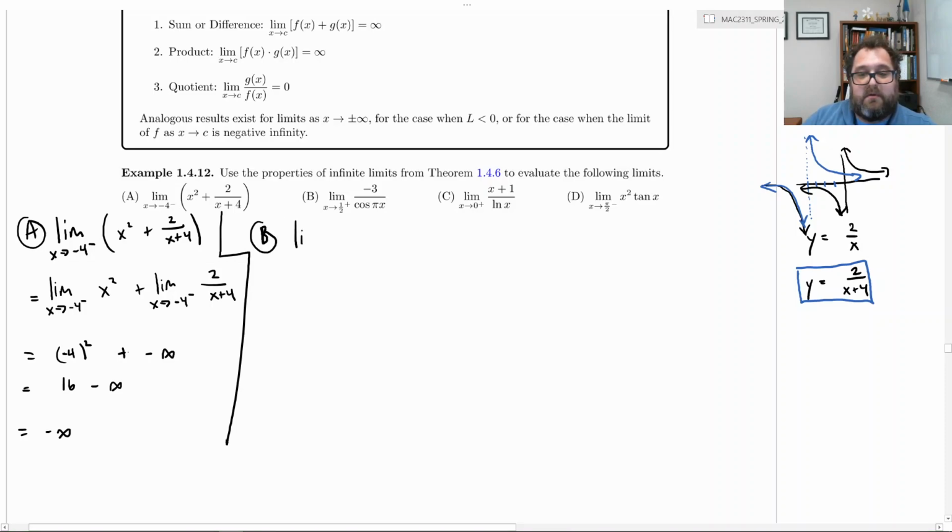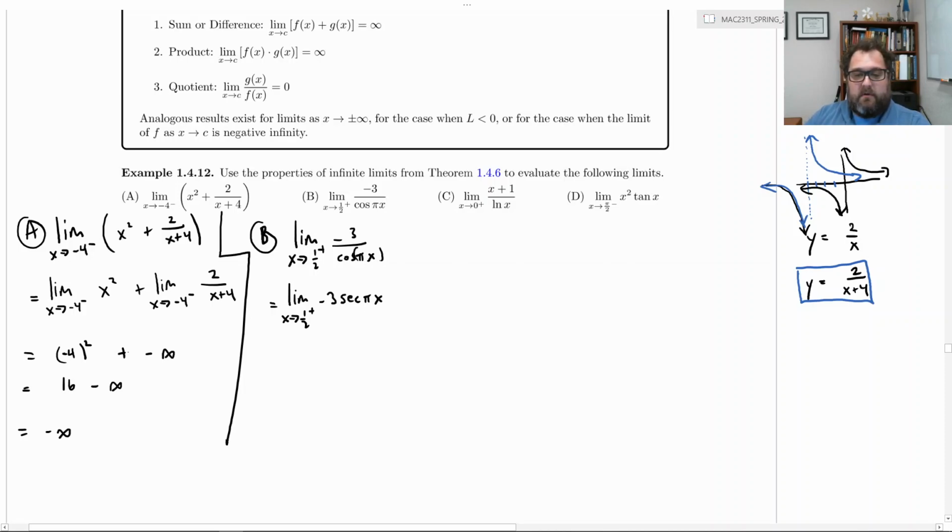B. Oh, we have the limit as x approaches 1/2 from the right of -3 over cosine pi x. You know what I would do for this? I would think to myself, I know what 1 over cosine is. If you divide by cosine, that's like multiplying by what? Secant. So instead, I'd probably do this. I'd say equals the limit as x approaches 1/2 from the right of -3 secant pi x.